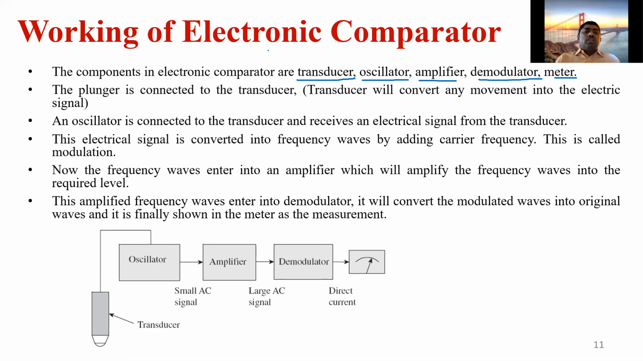Here the plunger is connected to the transducer. The function of the transducer is to convert the linear movement of the plunger into an electrical signal. The oscillator is connected to the transducer and receives the electrical signal from it. This electrical signal is converted into frequency waves by adding the carrier frequency, which is called modulation.